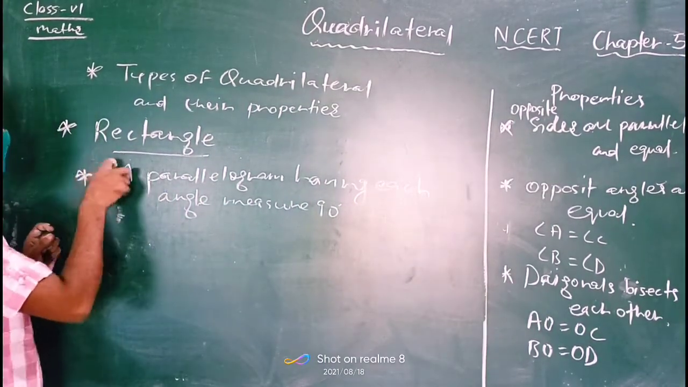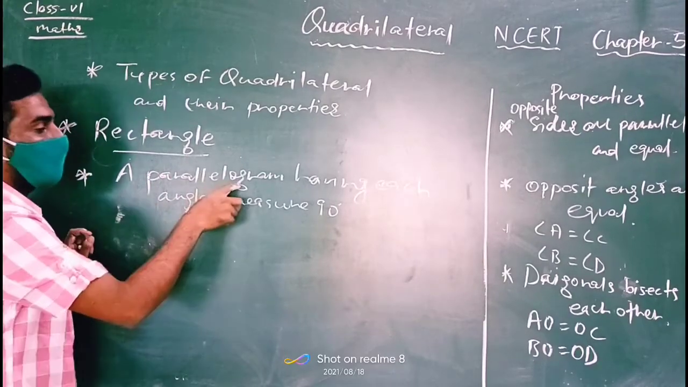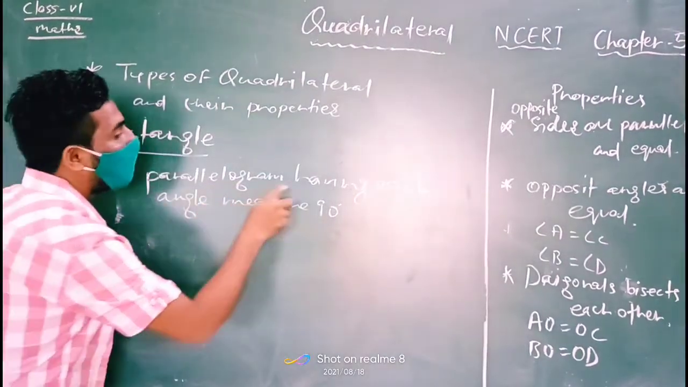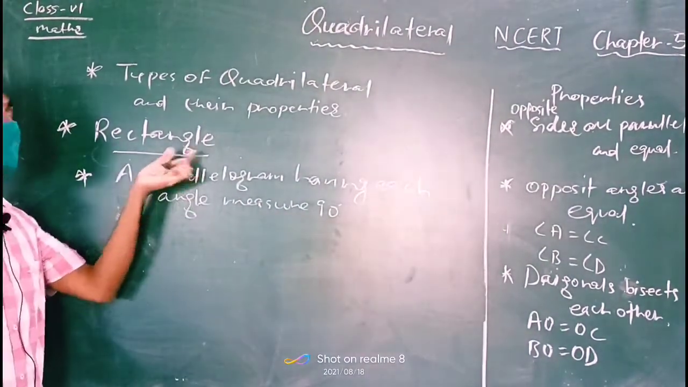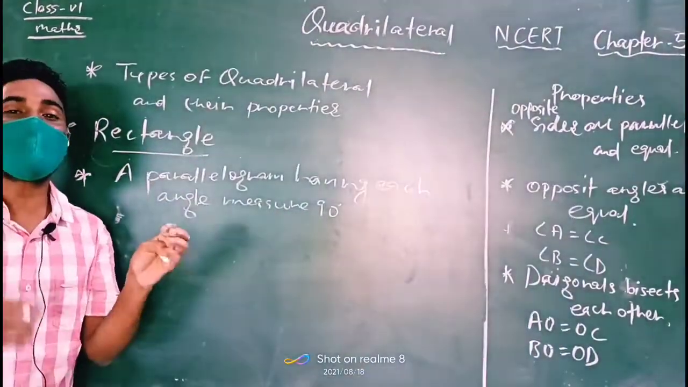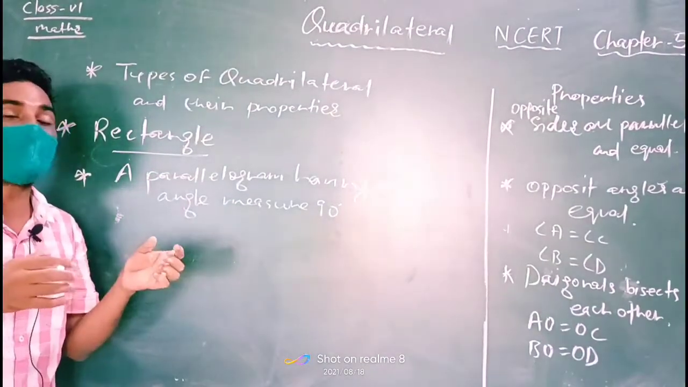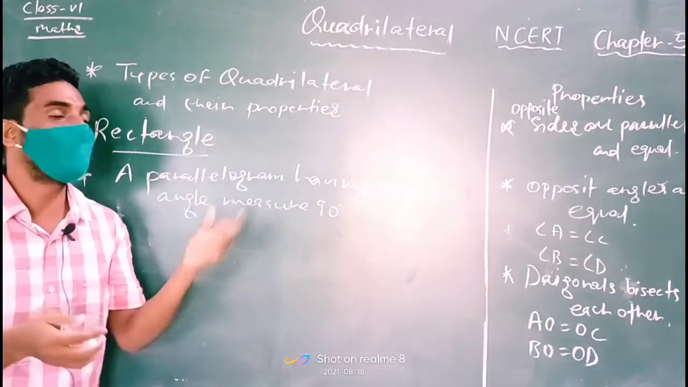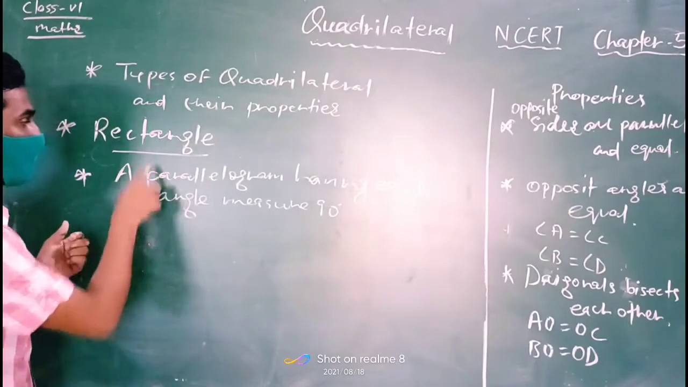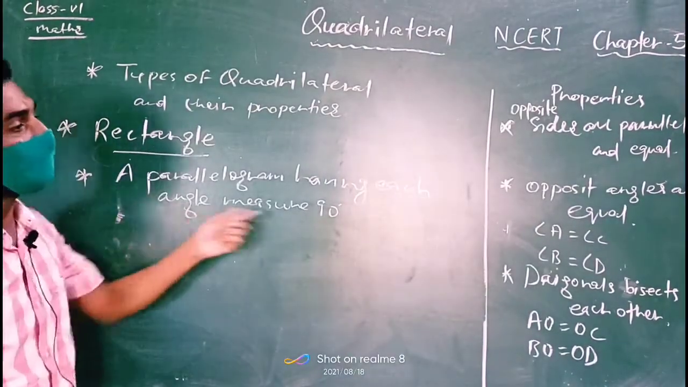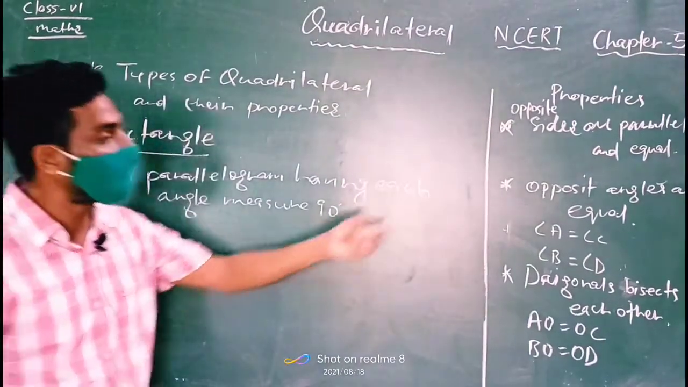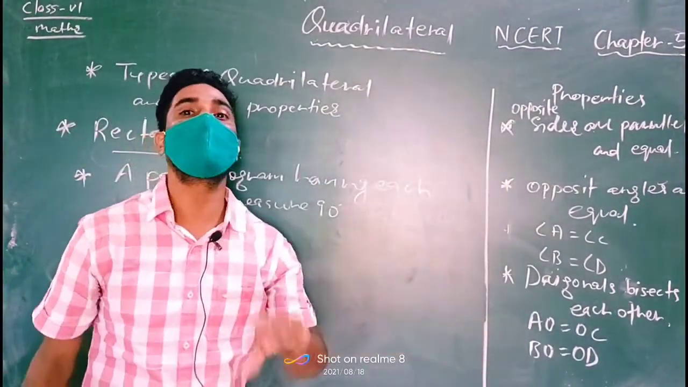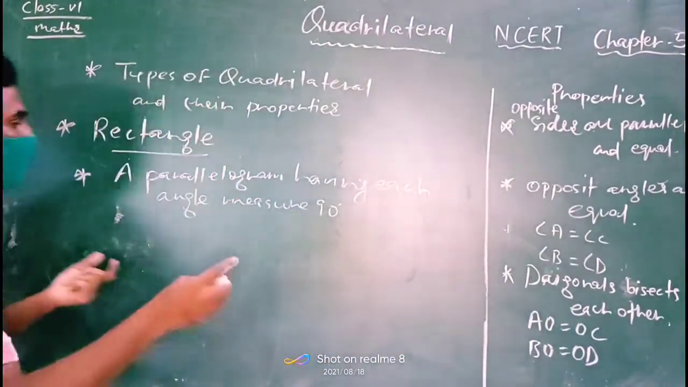So pay attention to the definition. I have written about the rectangle not simply a quadrilateral, but a parallelogram having each angle measuring 90 degrees. If I say a rectangle is a parallelogram, it means all the properties which a parallelogram has, the rectangle will also contain. So a rectangle will have all these properties, and one property extra.